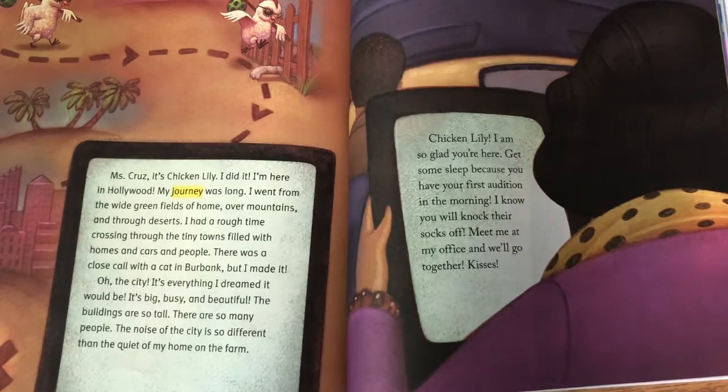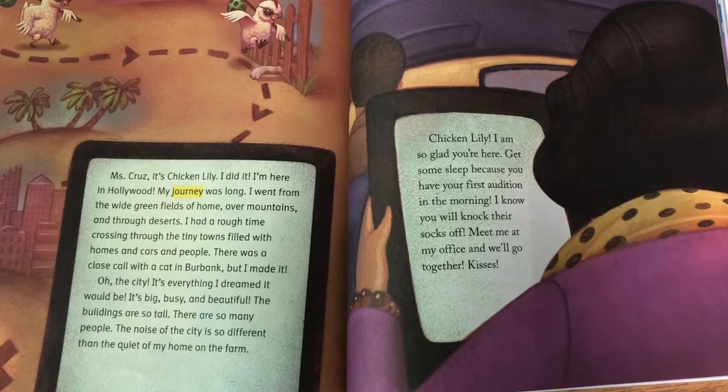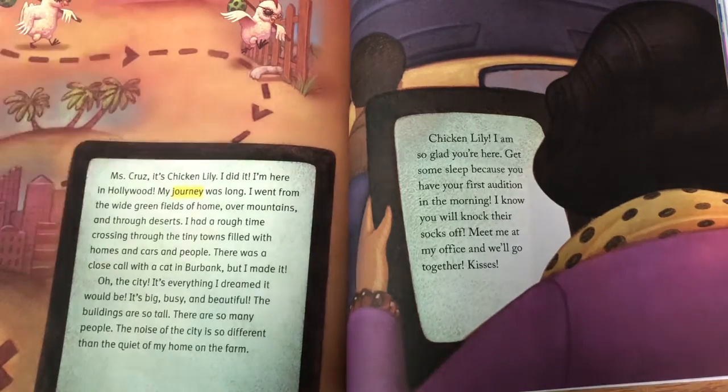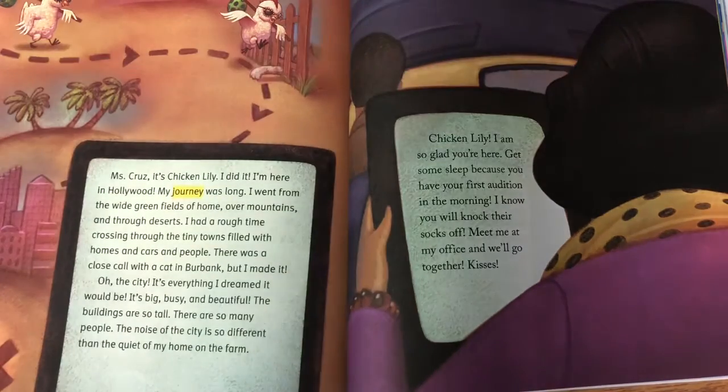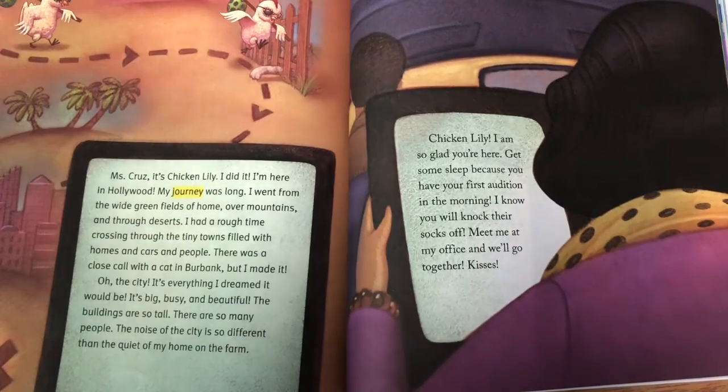Reread it. It says, "Chicken Lily, I'm so glad you're here. Get some sleep because you have your first audition in the morning. I know you will knock their socks off. Meet me at my office and we'll go together. Kisses."